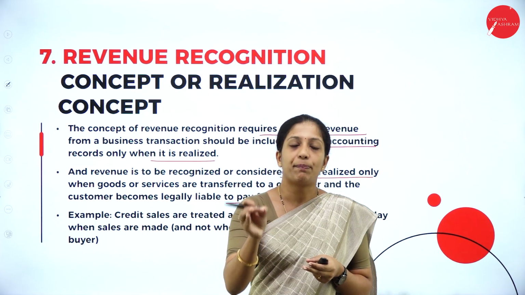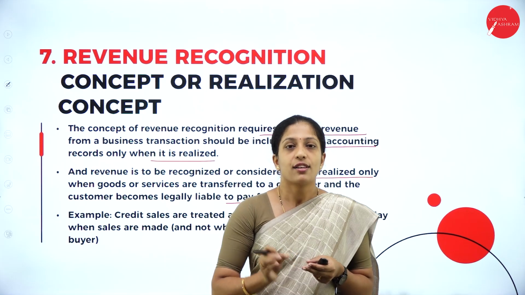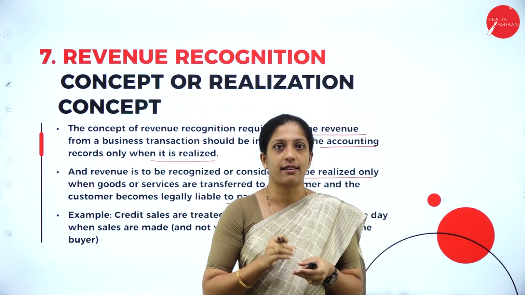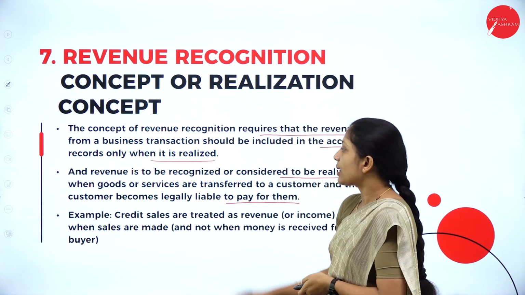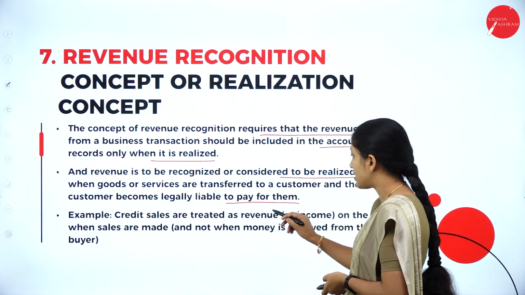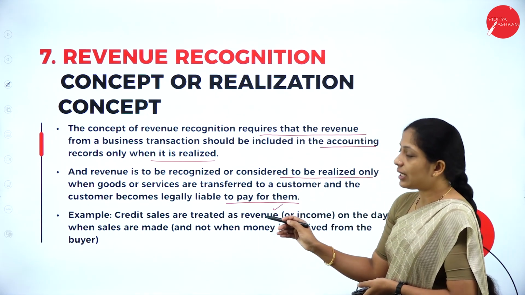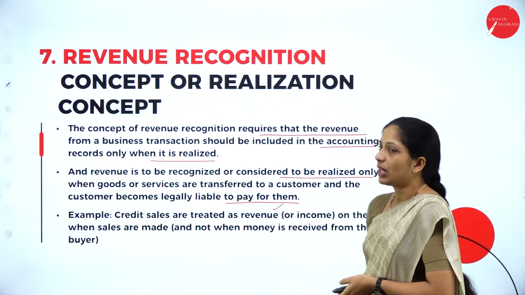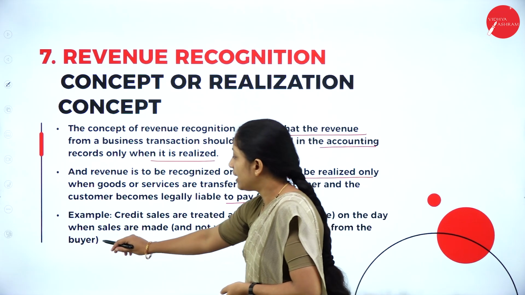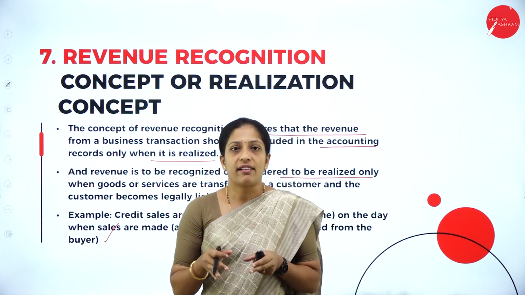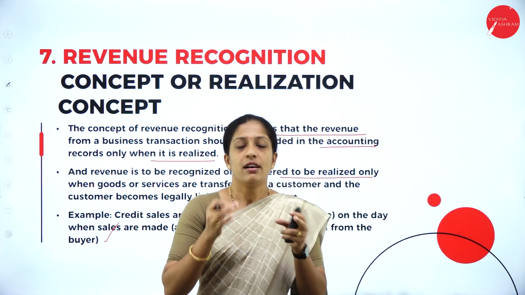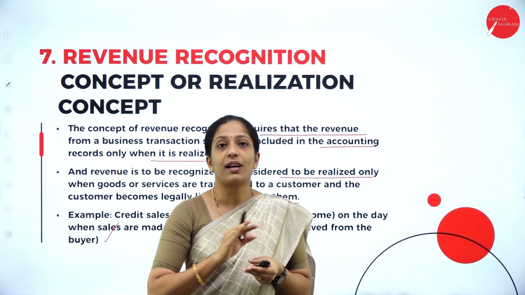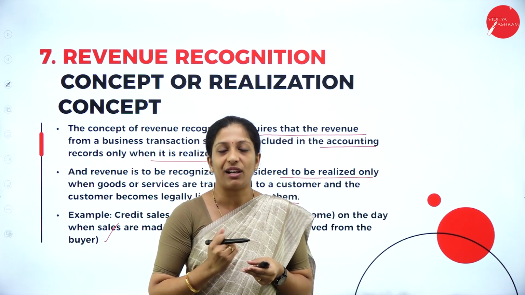When you sell, the other person will become the owner. So, record on that particular date, not when you are going to actually receive the payment. For example, credit sales are treated as revenue or income on the day when sales are made, not when money is received from the buyer. Hope you are clear about it. So, the revenue recognition concept tells us to record the transaction in the books of account when it is incurred, not when you are going to actually receive the payment for it.